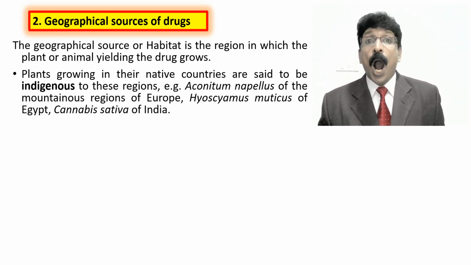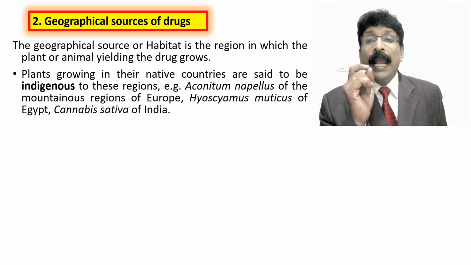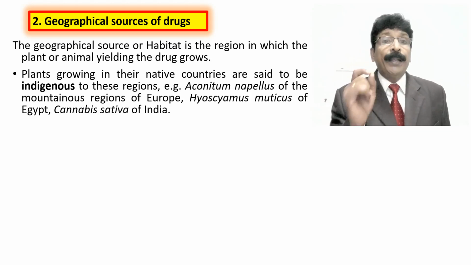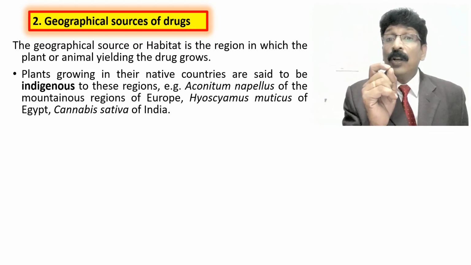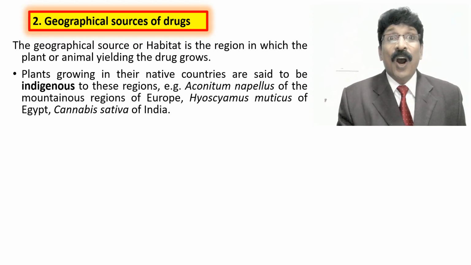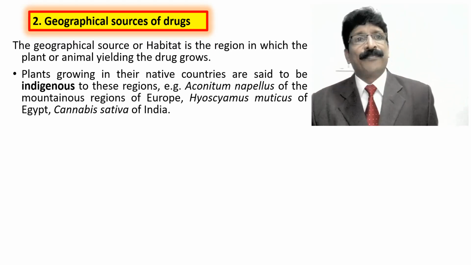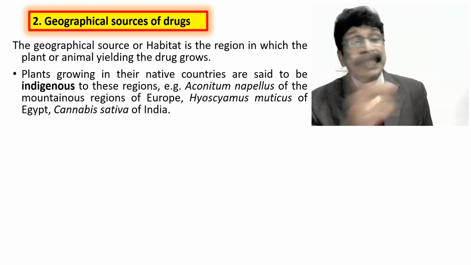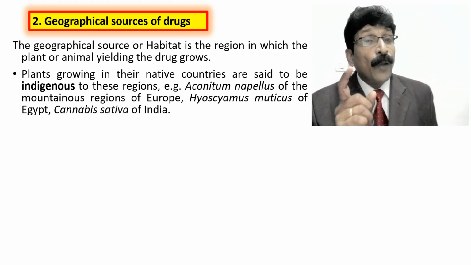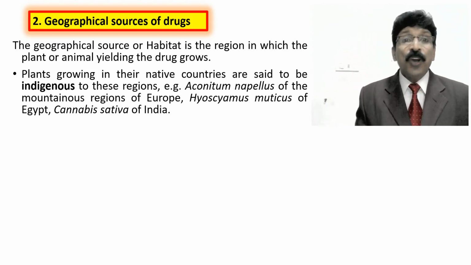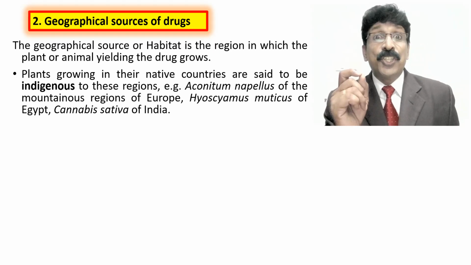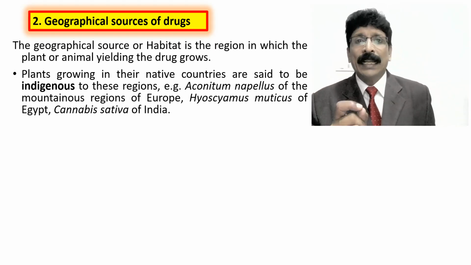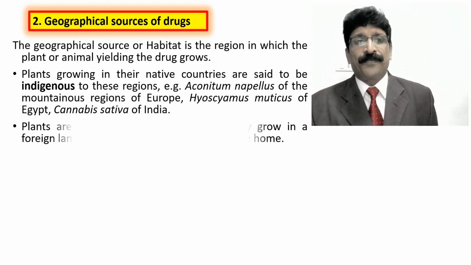Example: Aconitum napellus of the mountain region of Europe, Hyoscyamus muticus of Egypt, Cannabis sativa of India. So, indigenous is decided by the geographical origin, the geographical source.